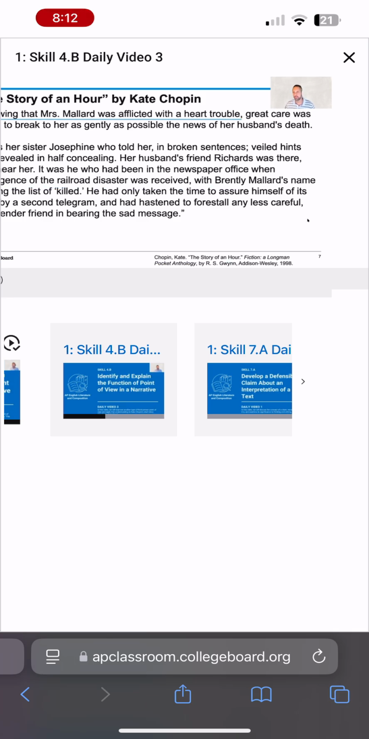Now, I want to focus on that very first part of the very first sentence: knowing that Mrs. Mallard was afflicted with a heart trouble. From the start of the story, we're getting an insight into what the characters know. We know what they know, that she has a heart trouble. And of course, this is the first bit of evidence that's going to direct me to the point that this is third person omniscient. There's one more thing that I want you to focus on. It's right there: he had only taken the time to assure himself.